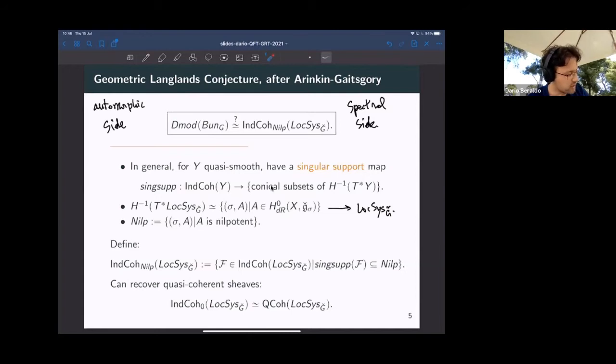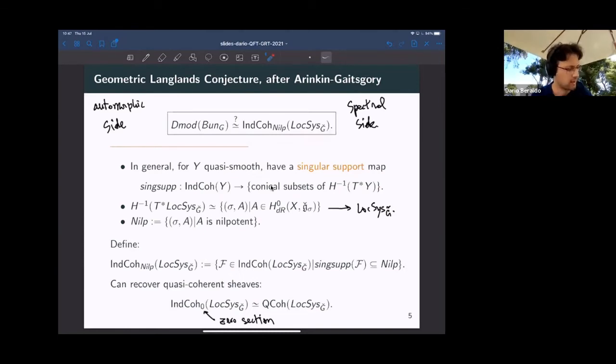And then once we have that, we can define the spectral side of the geometric Langlands conjecture as those IndCoh sheaves with singular support contained in the nilpotent cone. And if we do something different, instead of considering the nilpotent cone, we can consider the zero section. So this zero is the zero section of this map. So consider the locus where this section is zero. Then we recover quasi-coherent sheaves. So quasi-coherent sheaves sit inside this Langlands category.